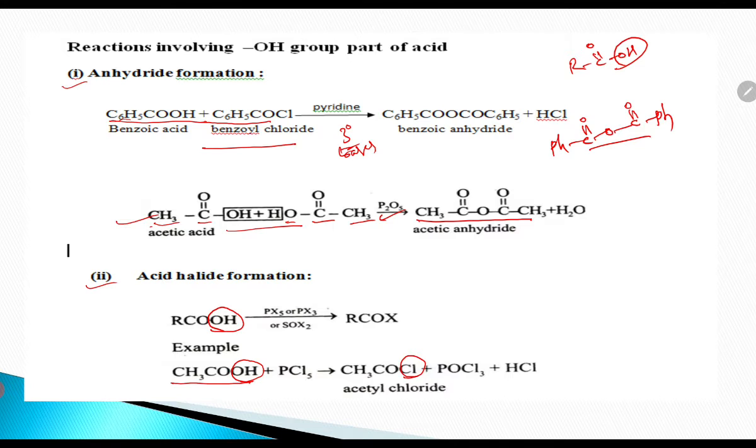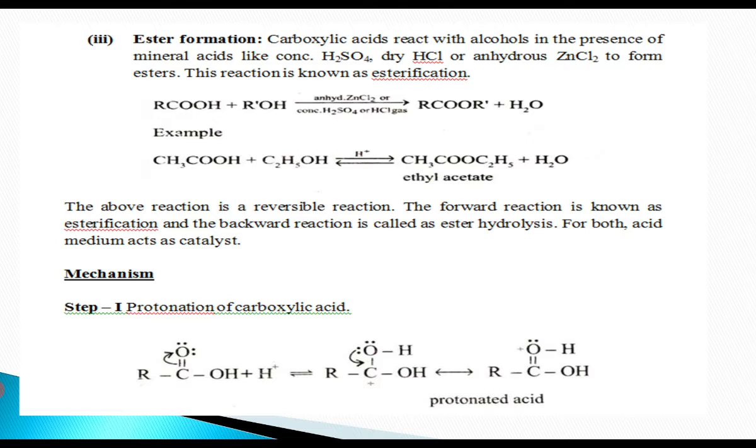So carboxylic acids, when treated with phosphorus trihalides, phosphorus pentahalides or sulfuryl halides, give rise to acid halides. Next, third, ester formation. Carboxylic acids react with alcohols in the presence of mineral acids like concentrated H2SO4 or dry HCl, or anhydrous zinc chloride, to form esters. This process of preparing esters from carboxylic acids and alcohols is called esterification.